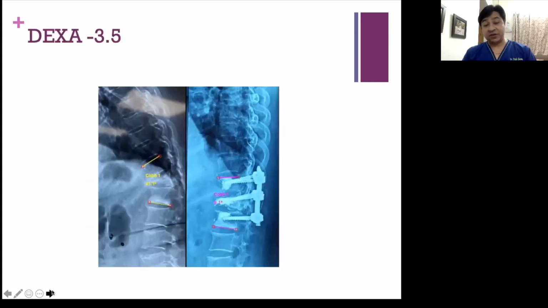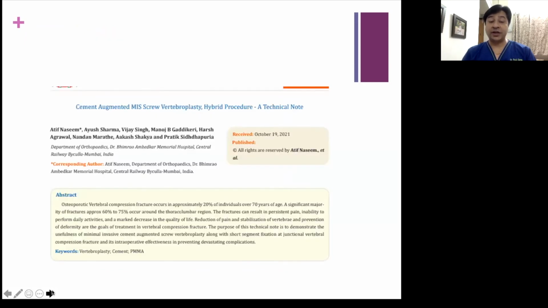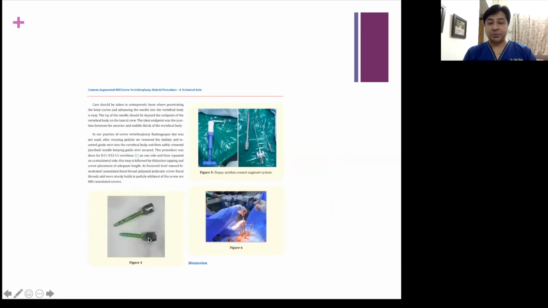And this is one of our latest cases, a significant kyphotic deformity with an osteoporotic condition. And we used cement augmentation in all the cases. Again, cement augmented vertebroplasty, that is what we call it. This has just been accepted as a technical note on what we call cement augmented MIS screw vertebroplasty. So here what you do is you put the screws, and you use these special screws which are fenestrated, and then we put cannulas which go inside the screw and then fill them with cement.